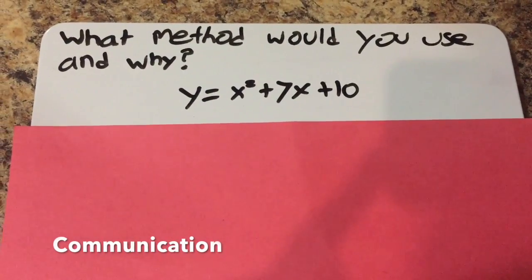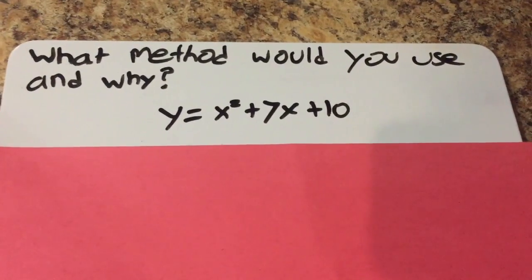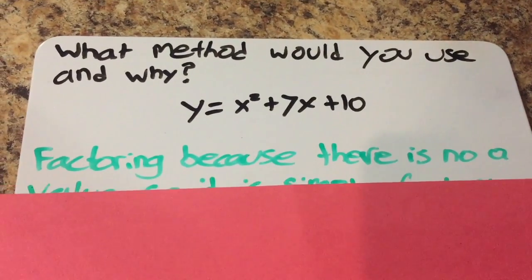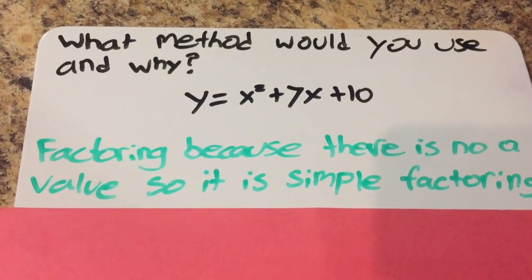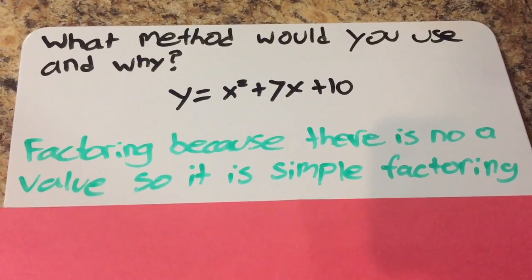Explain what method you would use to solve the following question. y equals x squared plus 7x plus 10. The method I would use is factoring, because there is no a value, so it's simple factoring and it's not very complex. The quadratic formula would be a very long process, and so would completing the square.